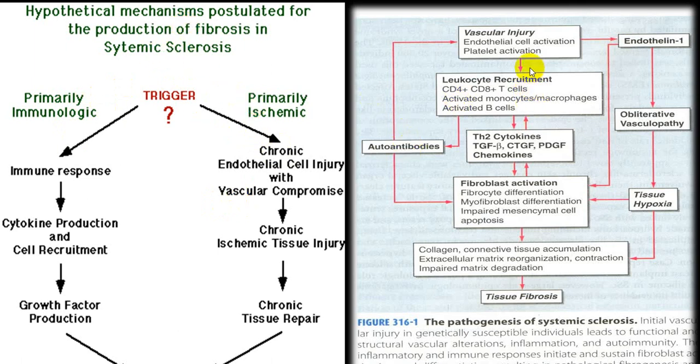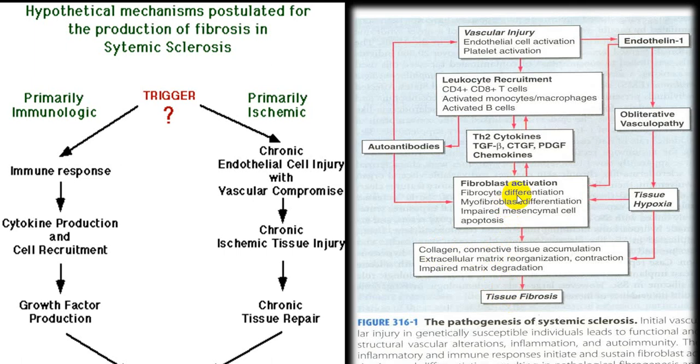So they say that there's a vascular injury. Secondary to vascular injury, there is endothelin production. That endothelin production produces obliterative vasculopathy, tissue hypoxia, and secondary to tissue hypoxia, there is fibroblast activation, and there is collagen connective tissue accumulation, which will end up with fibrosis. As well as, because of endothelin production also, there is fibroblast activity. Secondary to fibroblast activity, there will be excessive proliferation of collagen tissue and it will end up with fibrosis.